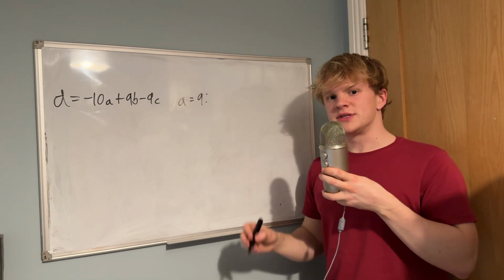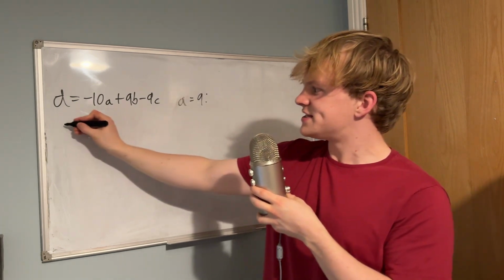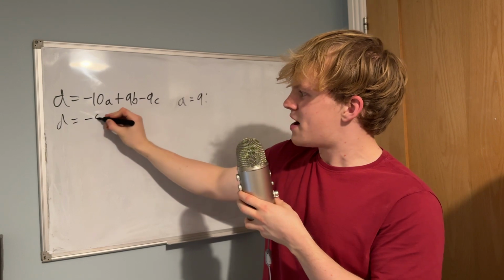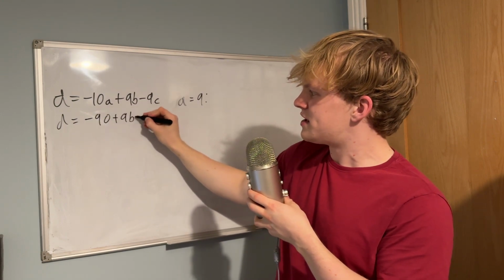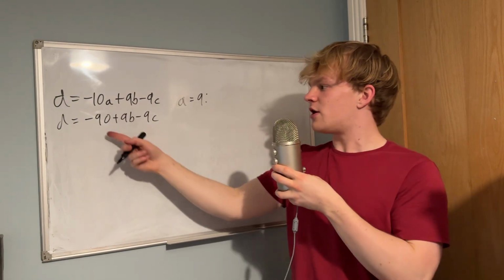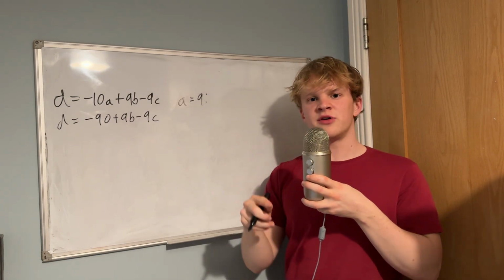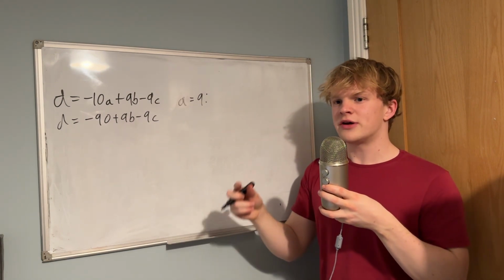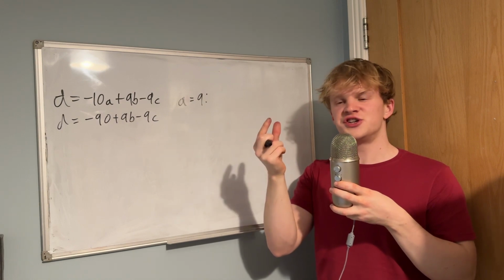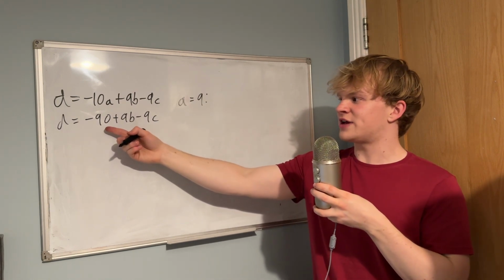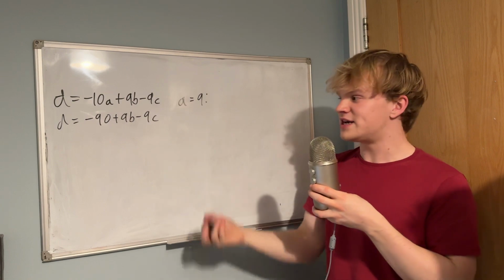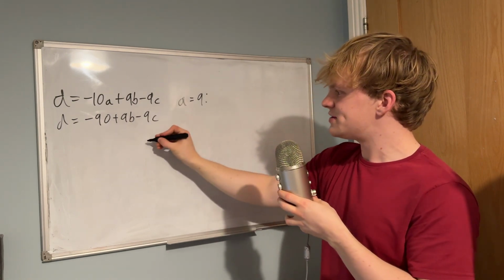So the reason that A equals 9 is so interesting is because if A is 9, then D is going to be minus 90 plus 9B minus 9C. And you'll notice these all have a 9 in common. So when we divided across by 9 earlier, the trick was that we got a number slightly bigger than an integer. But here when we divide by 9, we're actually going to get a whole number because 90 is divisible by 9. So we can see what happens now.